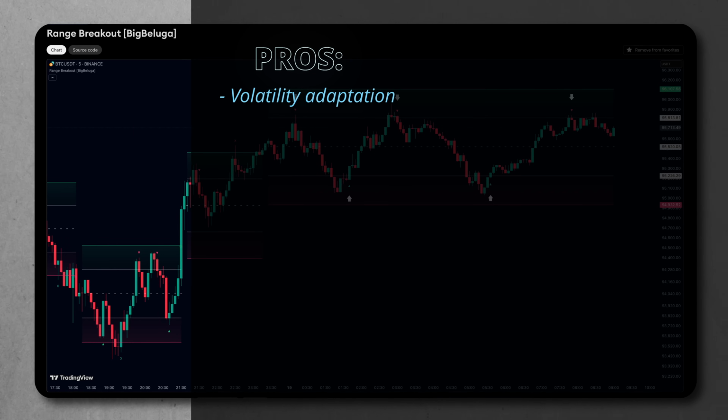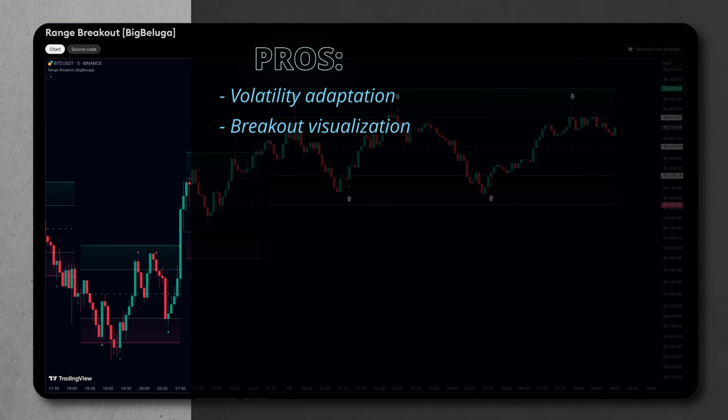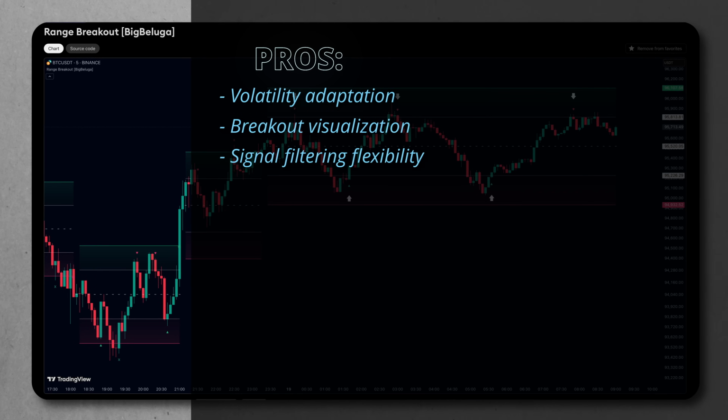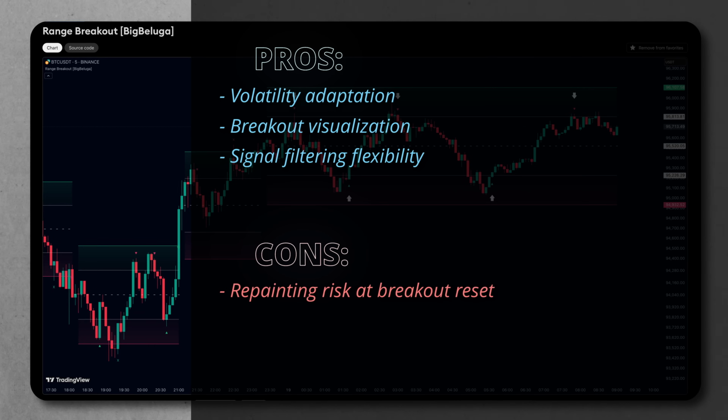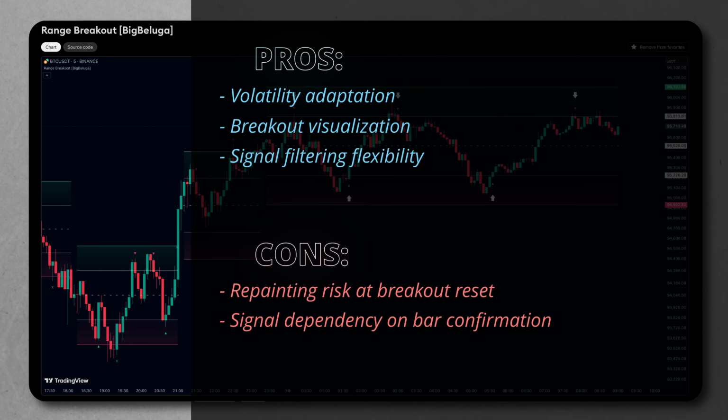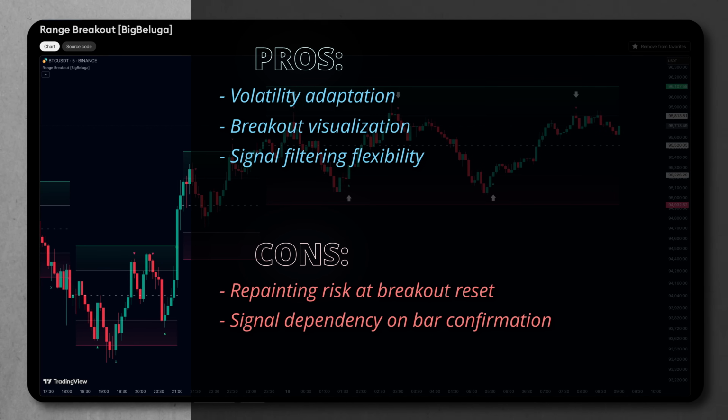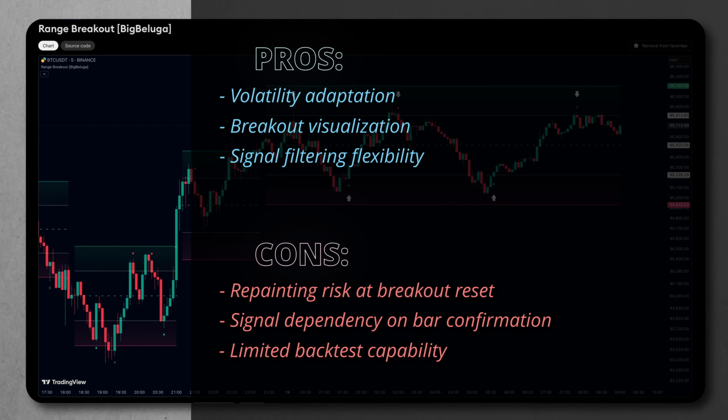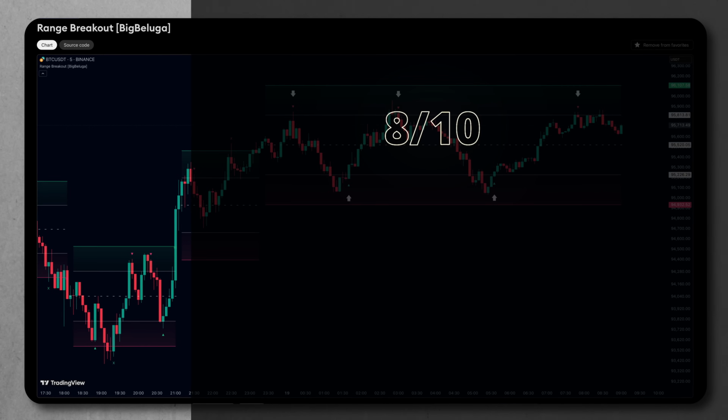Pros: volatility adaptation, breakout visualization, signal filtering flexibility. Cons: repainting risk at breakout reset, signal dependency on bar confirmation, limited backtest capability. Ranking: 8 out of 10.